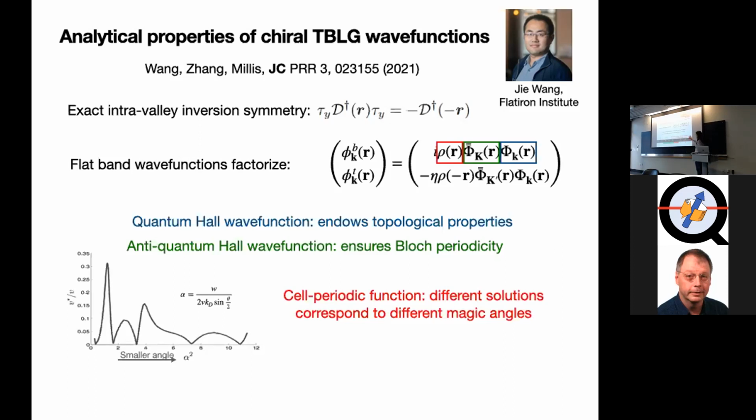And the different solutions will correspond to different magic angles. The Hall part of the wave function is labeled by small k, which is the Bloch momentum, while the anti-quantum Hall part is labeled by capital K. So can you elaborate?